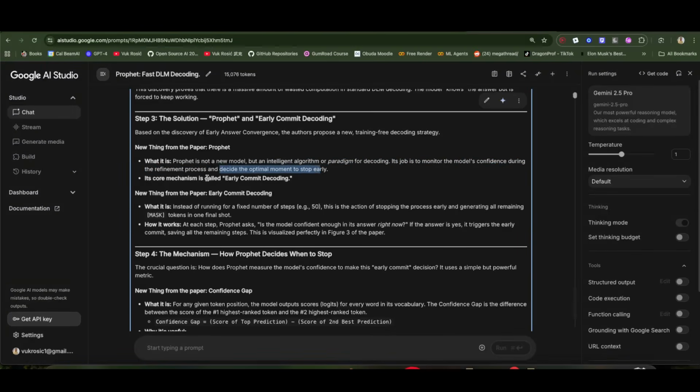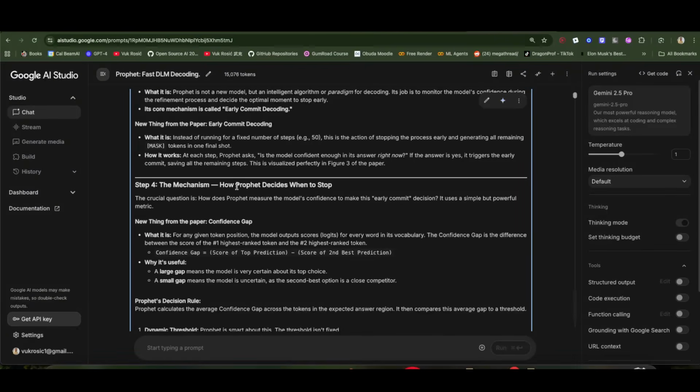Its job is to monitor the model's confidence during the refinement process and decide the optimal moment to stop early. The core mechanism is called early commit decoding. So instead of running for a fixed number of steps, for example 50, this is the action of stopping the process early and generating all remaining mask tokens in one final shot. At each step, ProFET asks, is the model confident enough in its answer right now? If the answer is yes, it triggers the early commit, saving all the remaining steps. This is visualized perfectly in figure 3. Saving means not redundantly doing all of the remaining steps.